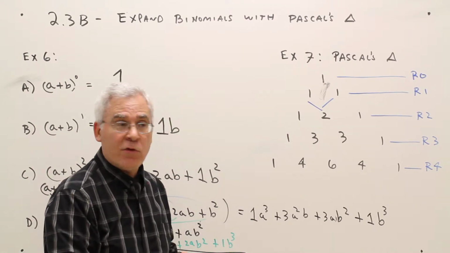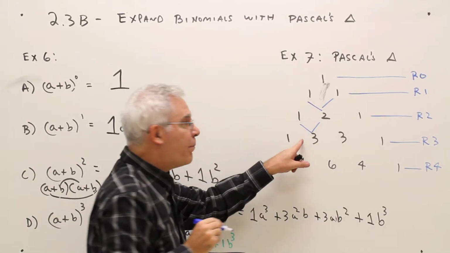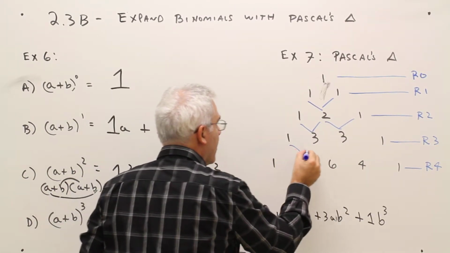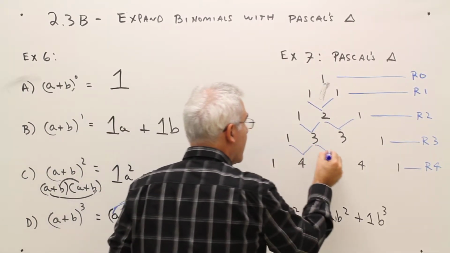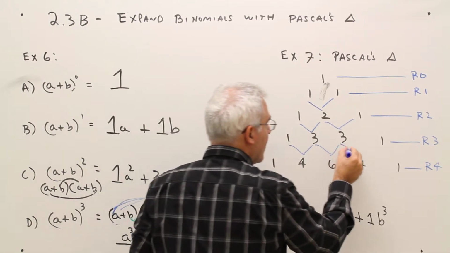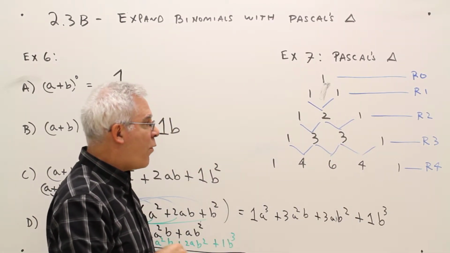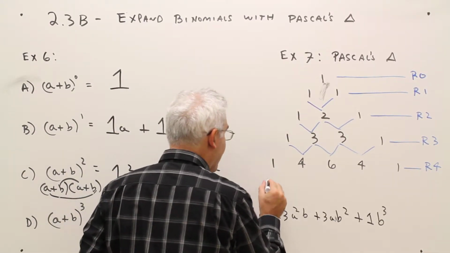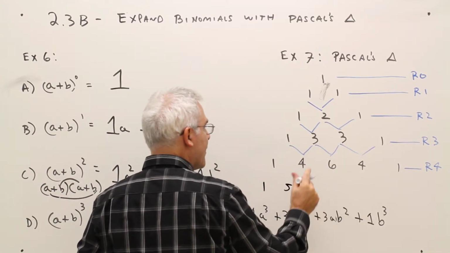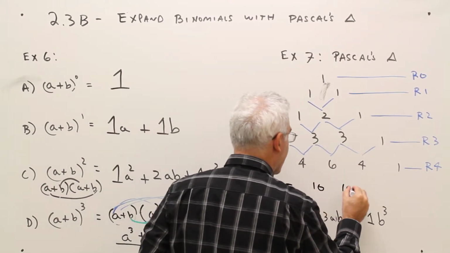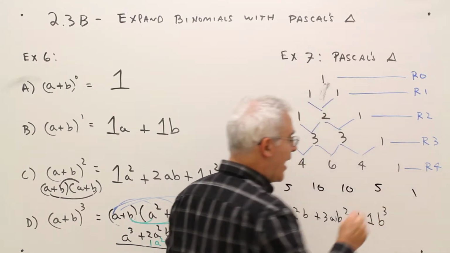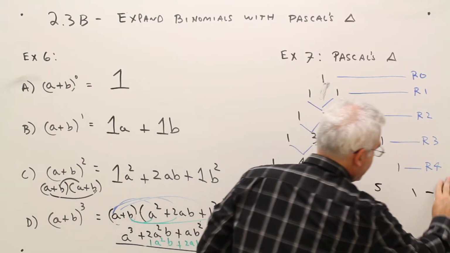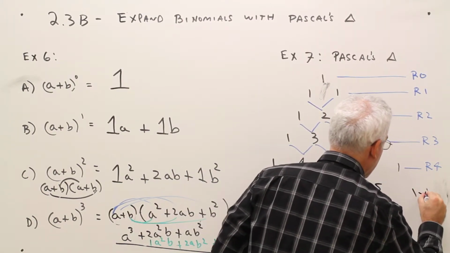And then once you get that, it's easy to see what's going on. 1 plus 1 makes 2. Oh, 1 plus 2 makes 3. 2 plus 1 makes 3. 1 plus 3 makes 4. 3 plus 3 makes 6. 3 plus 1 makes 4. Let's try the next row. Okay, so a 1 on the outside, summing 5, summing 10, summing 10, summing 5, and 1 on the outside. So that would be row 5. Hopefully these are showing. Row 5.